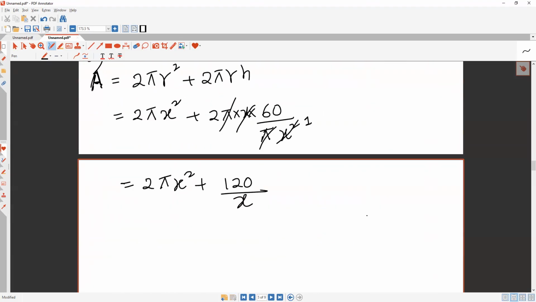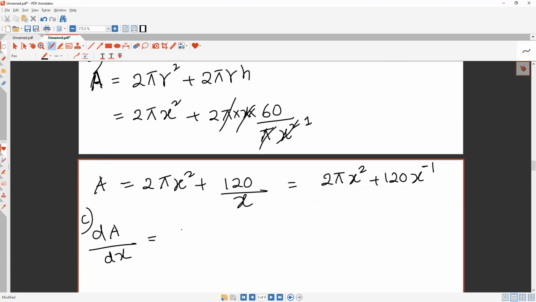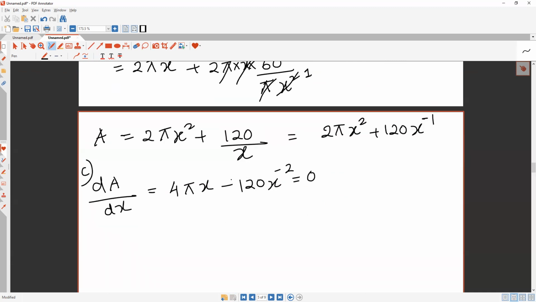So how do I? When it is minimum, dA by dx equals to 0. So in this case, C part, dA by dx equals to 0. But for that, I need to simplify this equation. What will it be? 2 pi x square plus 120 x raised to minus 1. So 4 pi x minus 120 x raised to minus 2 equals to 0. Bring this on the other side. 4 pi x is equal to 120 divided by x.